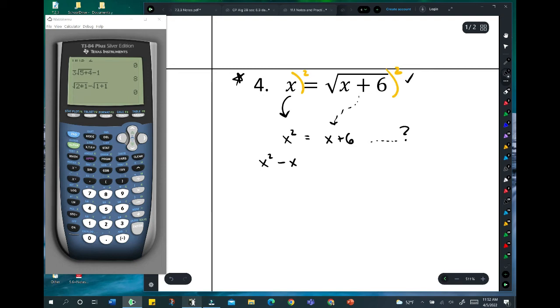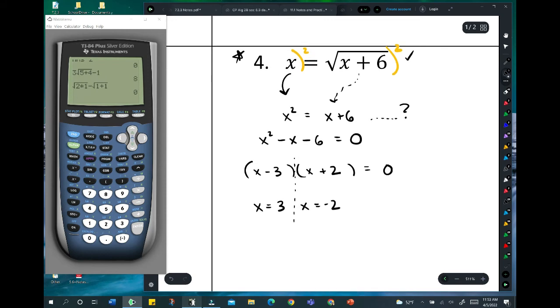Remember, we can set that equal to 0. So we would set it equal to 0. Then we had to find factors. Factors of negative 6 that add to 1 would be negative 3 and positive 2. Then you have to split up and solve. So you're going to have 2 possible answers. Okay, and this is where it's very important to check. So check when you have 2 answers.